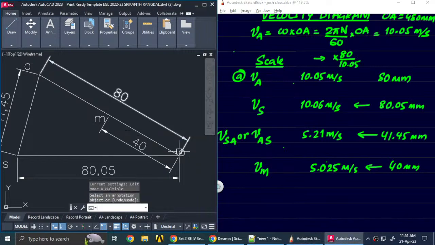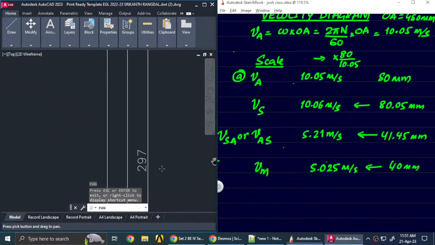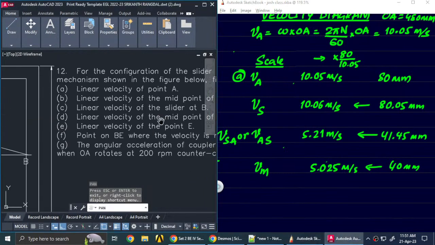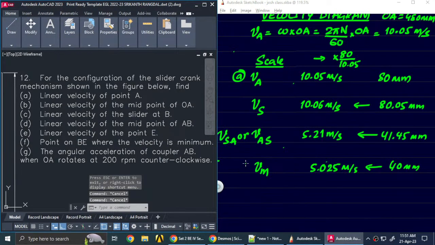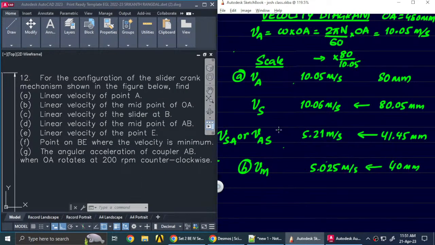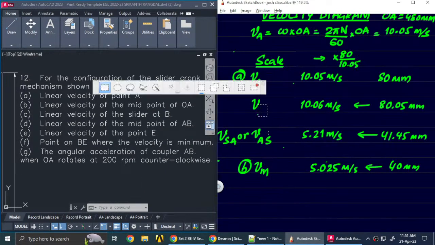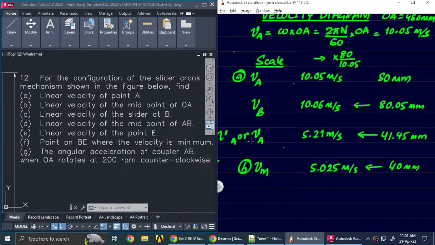Next, we've been asked to find, okay, so b1 we have found, and then linear velocity of b. Okay, so this I've written as slider, it's actually b. So that's the velocity of b. So this is c bit, and then d bit is asking the velocity of midpoint of AB.